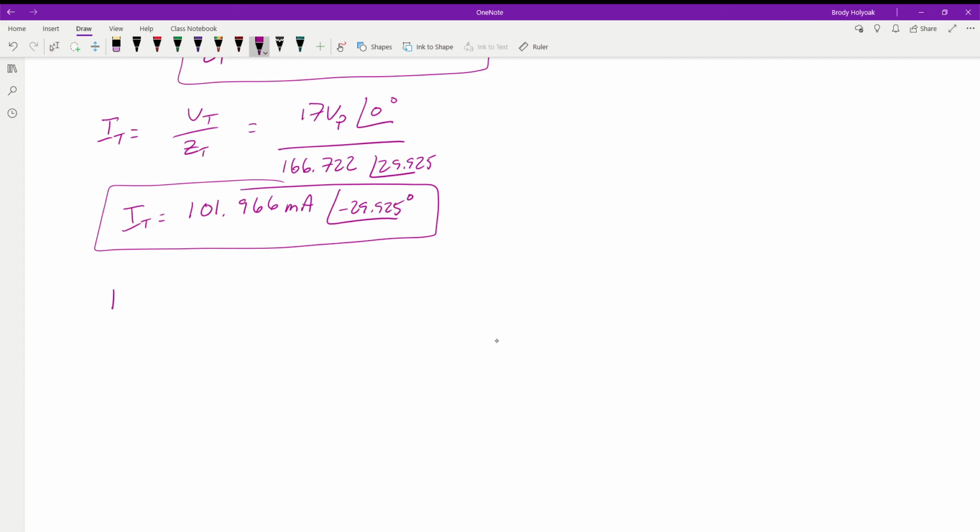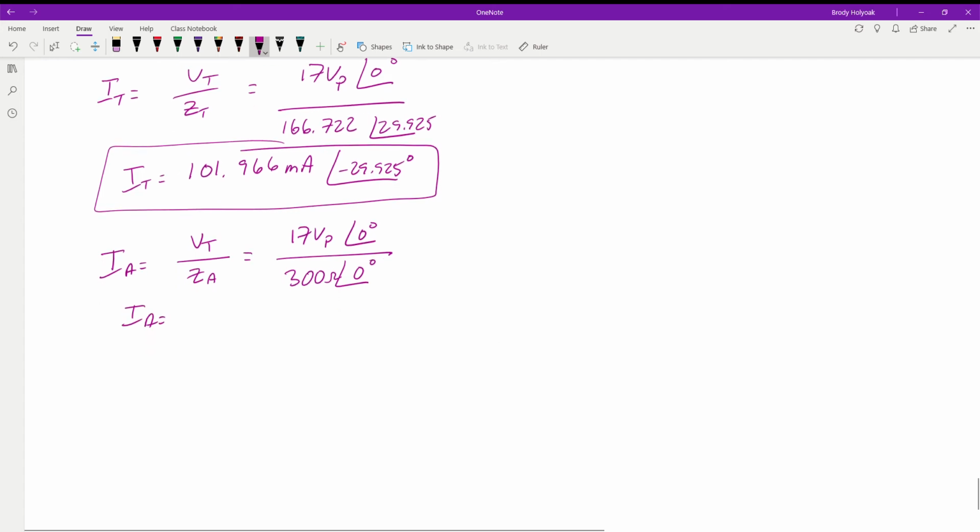So the current through branch A is going to be equal to the voltage total divided by the impedance of branch A. We start out with 17 volts peak at 0 degrees, and we divide that by 300 ohms at 0 degrees. So in this instance, the branch current for A is 17 divided by 300, which is 56.667 milliamps at an angle of 0 degrees.